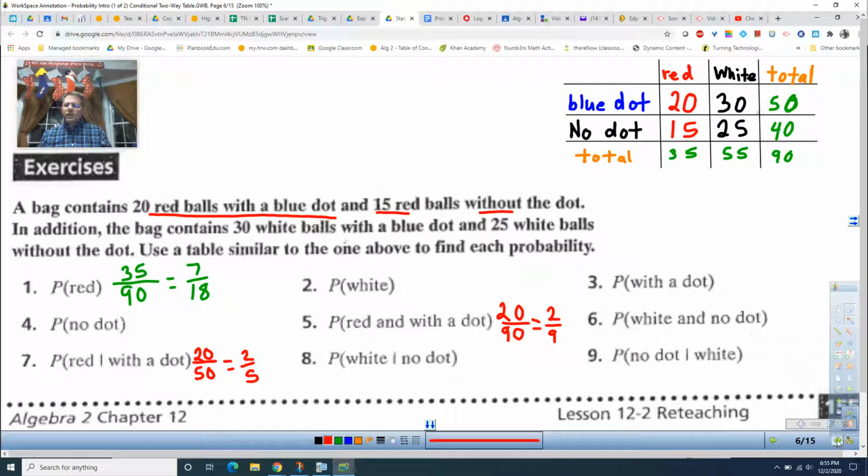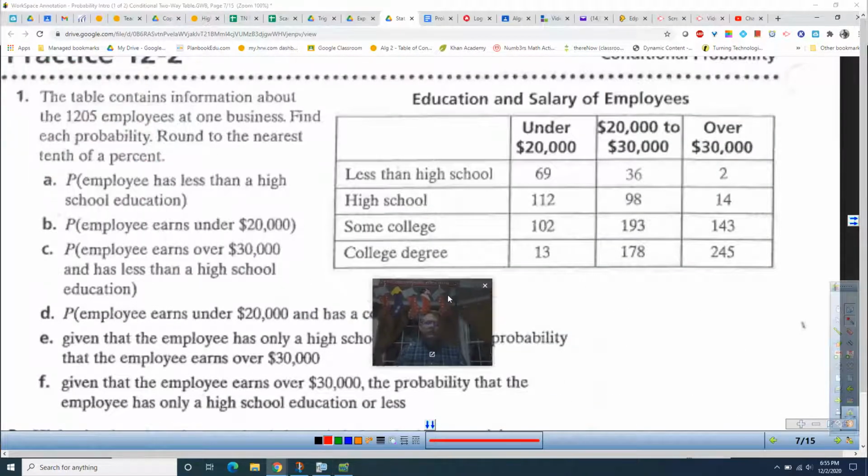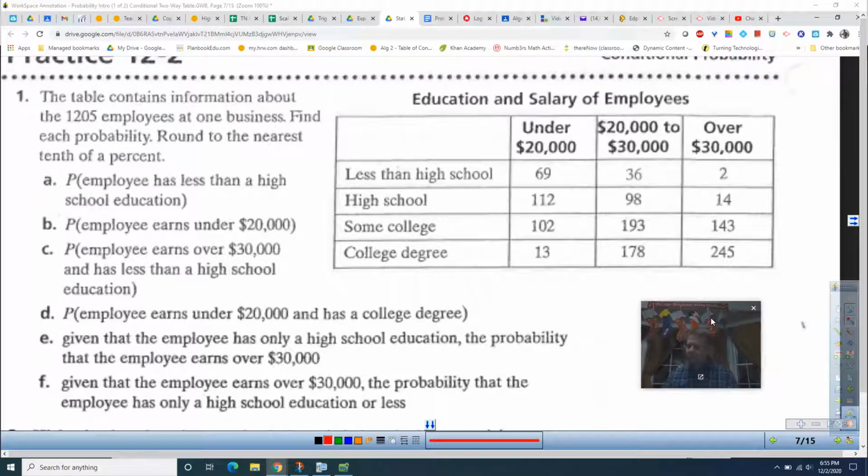So let's look at another example now. Let me move myself out of the way a little bit. The table contains information about 1,205 employees in one business. Find each probability and then round to the nearest tenth of a percent. Okay, round to the nearest tenth of a percent. All right, so we've got to use this table here and answer these questions.